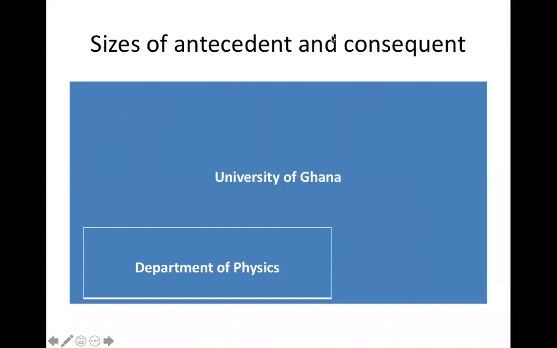If you say Kelvin is enrolled at the University of Ghana, you cannot just conclude that he's studying in the Department of Physics because he could be in the Department of Chemistry. So any argument that affirms the consequent in order to reach a conclusion is not a valid argument. Remember that the University of Ghana is a consequent. An argument that affirms the consequent in order to reach a valid conclusion cannot be a valid argument.